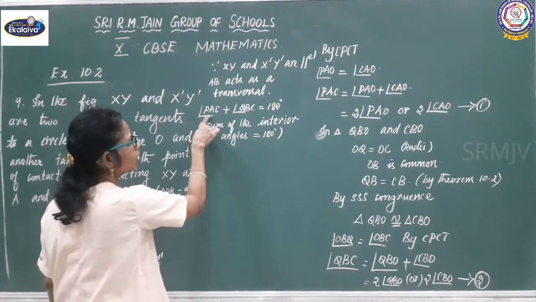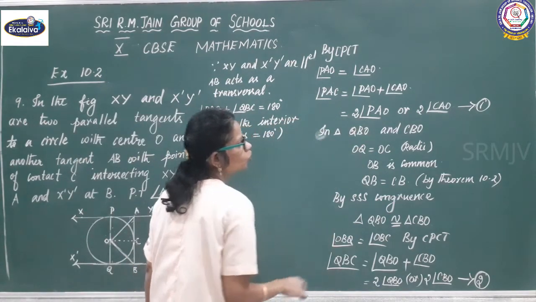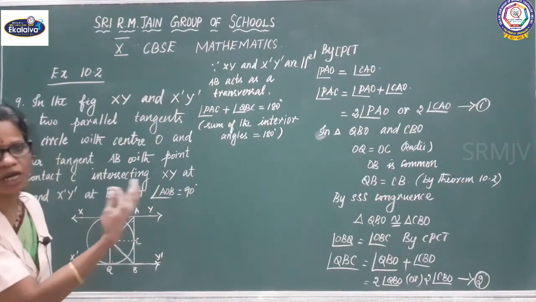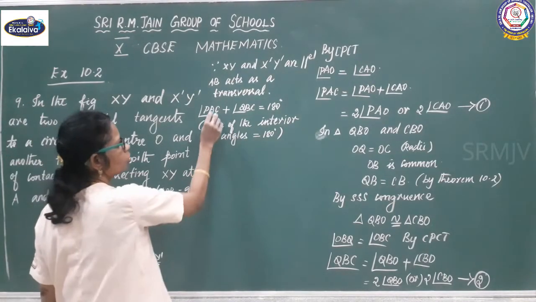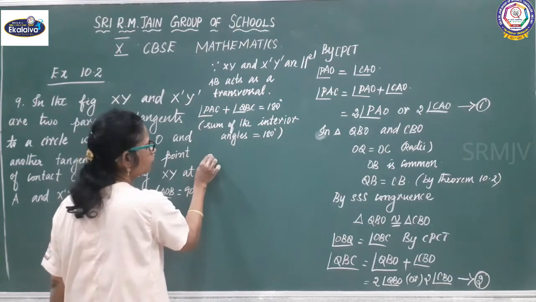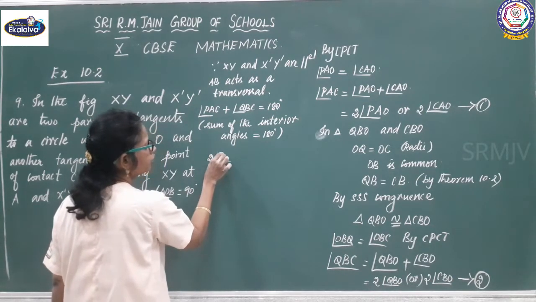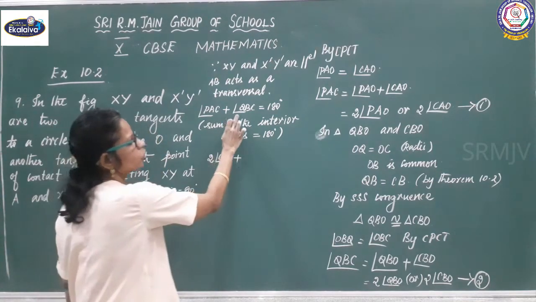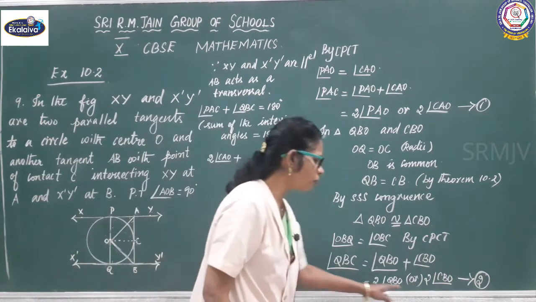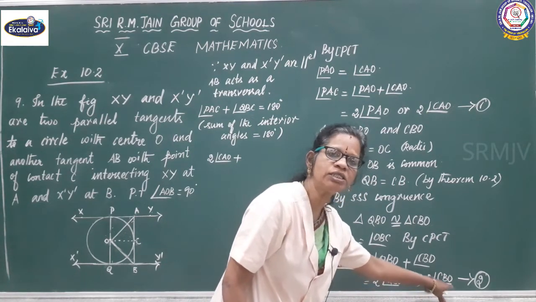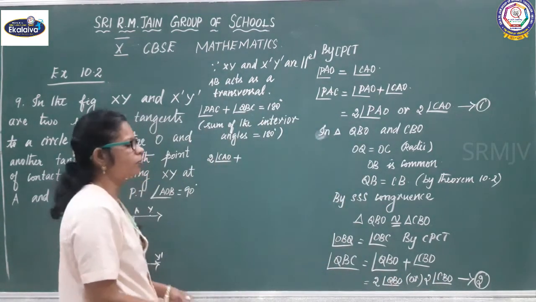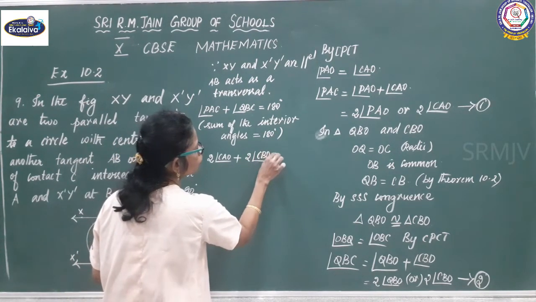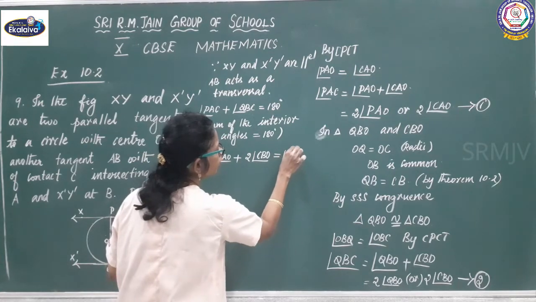Now, what is PAC? We arrived at a result here, 2 times angle CAO, right? Which we need, that we have to use from equation number 1. PAC can be replaced by 2 times angle CAO plus QBC can be replaced by 2 times angle CBO from equation number 2, right? 2 times angle CAO plus 2 times angle CBO equal to 180 degrees.